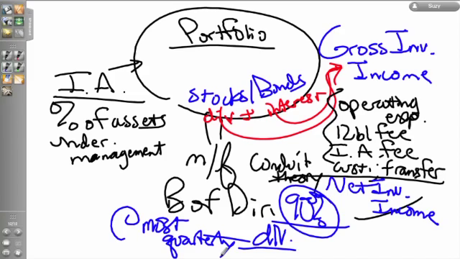Now, if you bought the fund on December 1st, it's very common that in December, mutual fund portfolios make capital gain distributions.